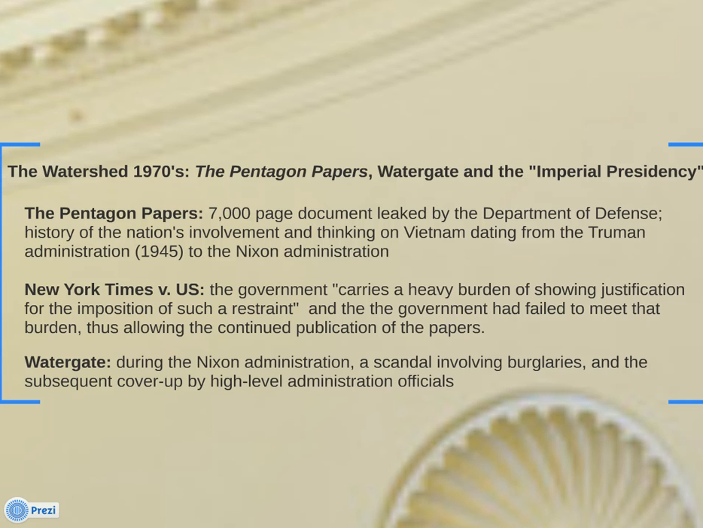Watergate also dramatically demonstrated how enormously the presidency had changed. Modern presidents had supplanted Congress as the center of federal power, and in doing so had become too powerful.